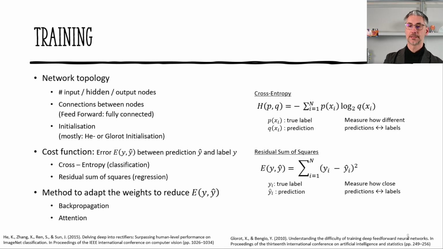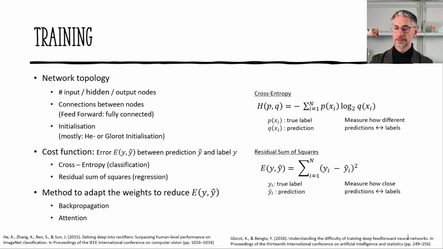So how do we train such a simple neural network? Our topology of the network is now defined by the number of neurons in the input, hidden and output layer, and also how these are connected. In feed-forward networks, which we just discussed, we assume that each node is connected to all others. We also need to initialize all those weights, and remember those weights are really the strength of the connection. So we have the neurons and these connections, these are the network weights, and we need to set an initial value for those.